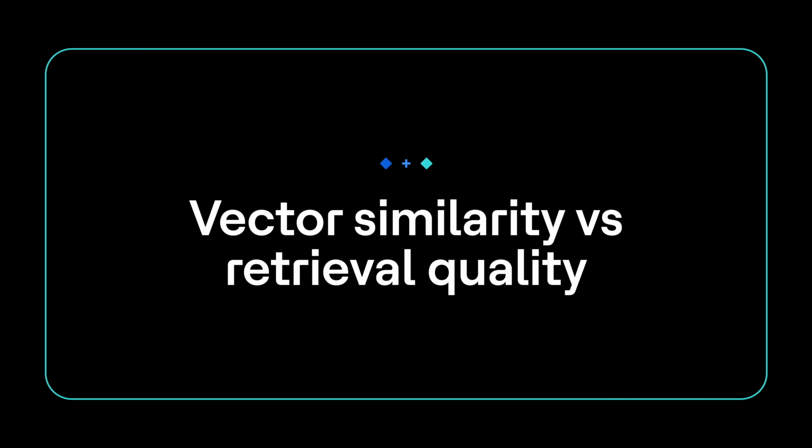Let's get into it, starting with vector similarity versus retrieval quality. Vector search returns the mathematically closest vectors to a query, but that's it. It has no idea whether those results are actually relevant or correct for the user.